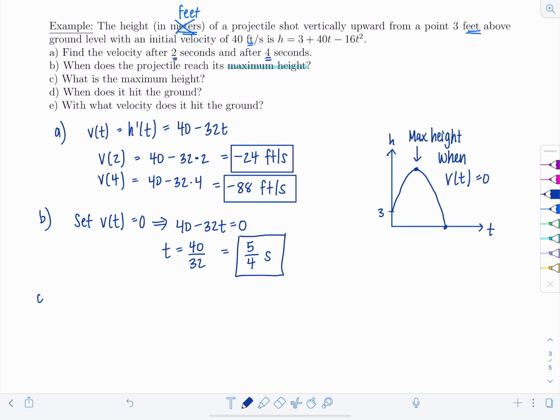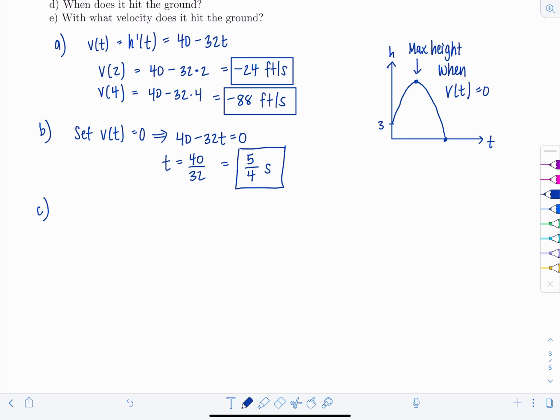Part C asks, what is the maximum height? So they want to know what is the position, right? Or how high is it when t is 5/4 of a second. So I'm going to come back to the height function that they gave me at the very beginning and plug 5/4 in for t. So h of 5/4, so you see what's going on. That's going to be 3 plus 40 times 5/4 minus 16 times 5/4 squared.